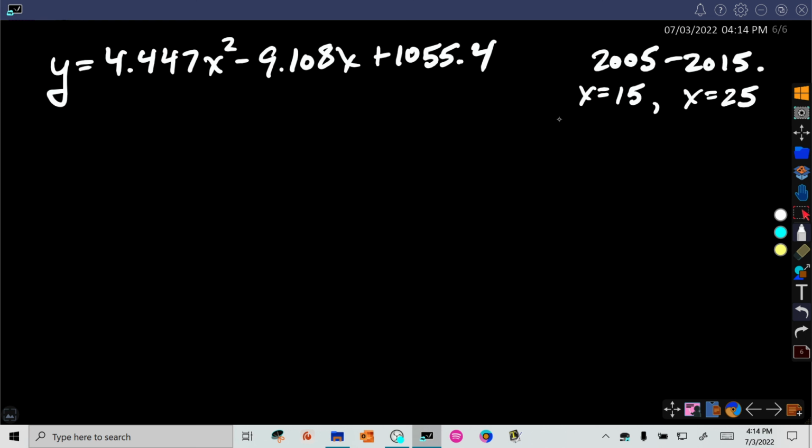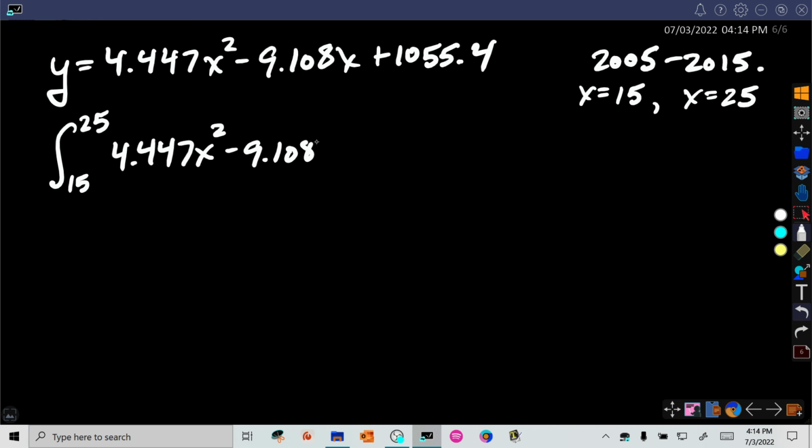So let's just go ahead and sub these in. So we're going to do the integral from 15 to 25 of 4.447x squared minus 9.108x plus 1055.4, all dx. Okay. So this is what we need to do. We need to determine what that is.